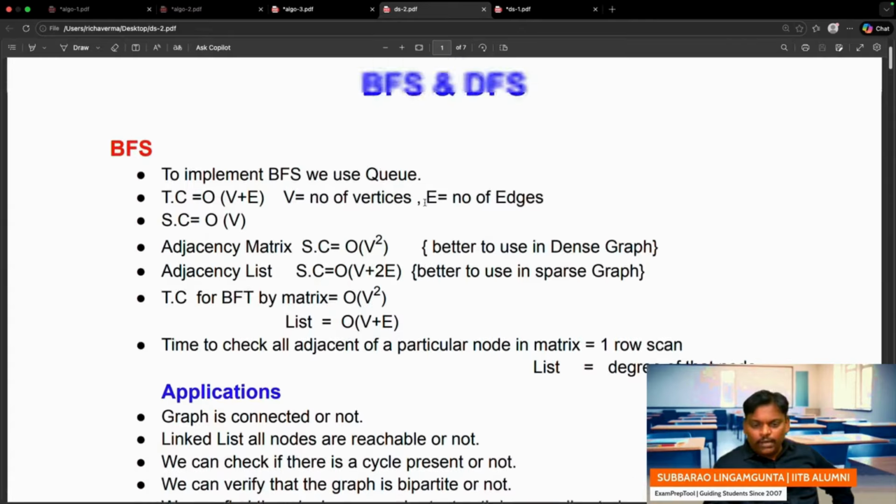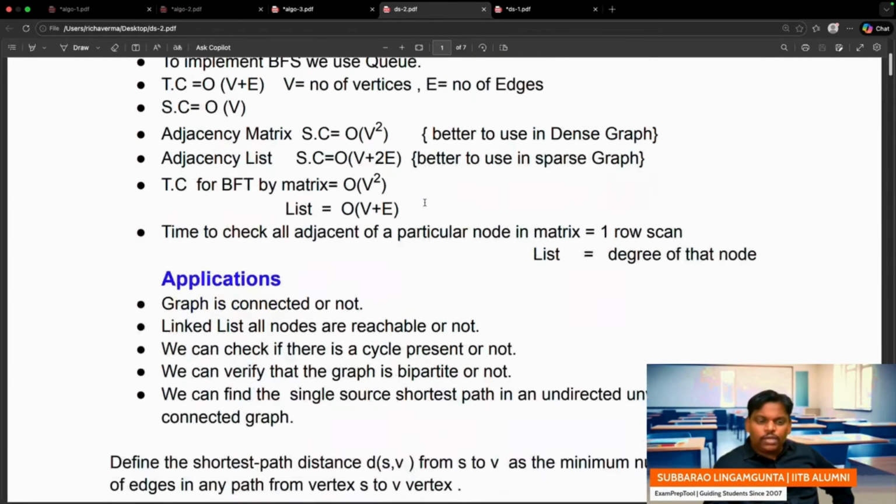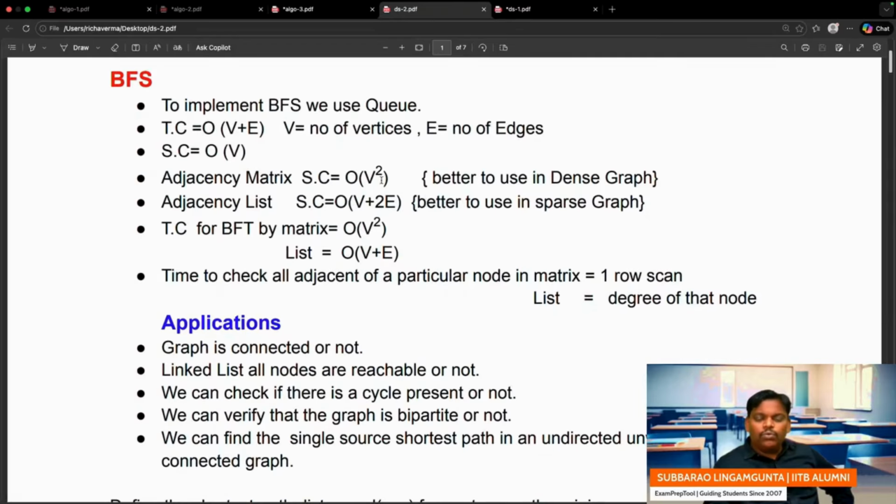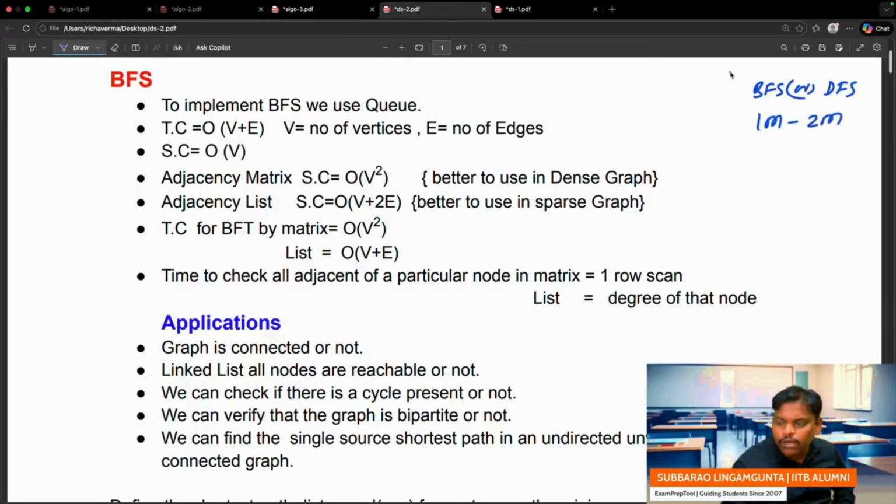Now, BFS, DFS. To implement BFS, we use a queue. Okay, fine. Be careful: one question is guaranteed. Either BFS or DFS will give you 1 mark or 2 marks. Remember everyone, 1 mark or 2 marks is guaranteed. So listen carefully.